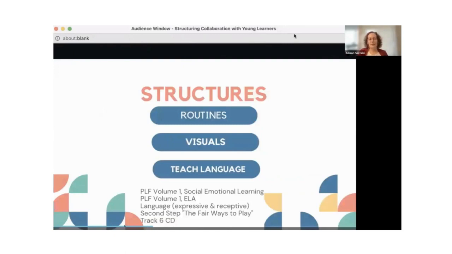We came up with three substructures: thinking about routines, thinking about visuals, and thinking about how to teach the language for those structures. One of the things we wanted to highlight is using routines and having them well established. Consistent routines throughout your school day are super important, so that children know what to expect and what language they need to use during those times.